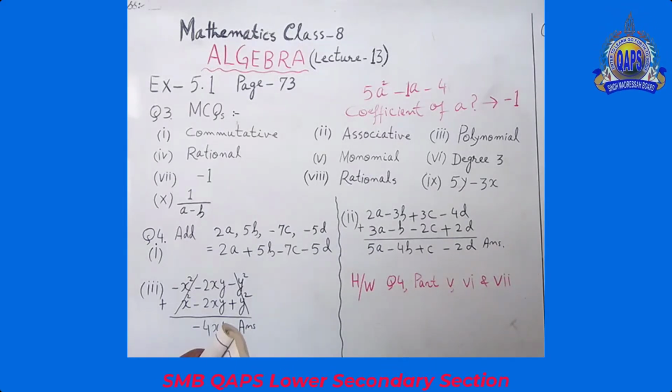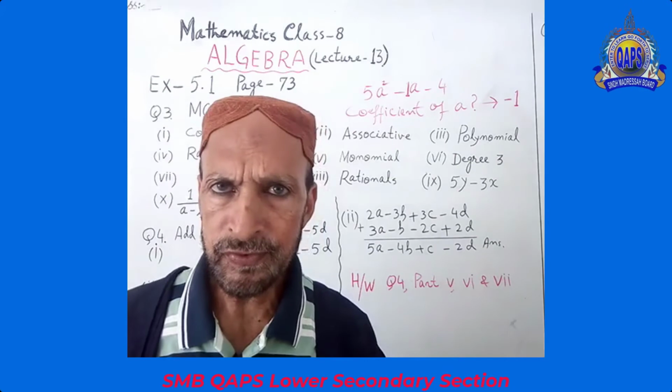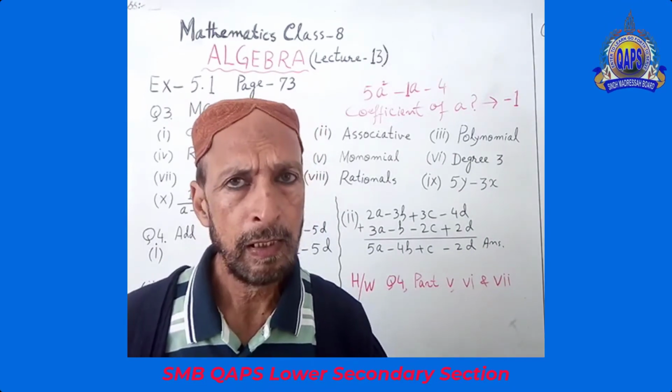Now number 8. x square minus x upon 3 plus 5 is a polynomial of rationals. You see.